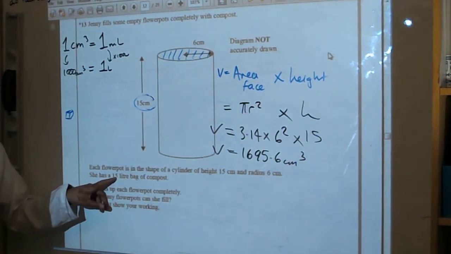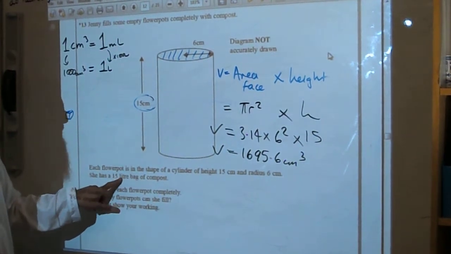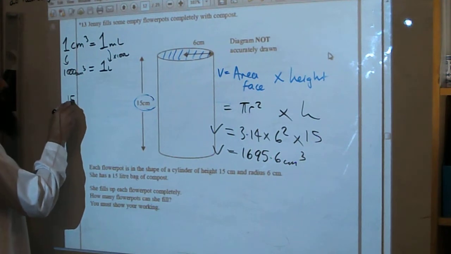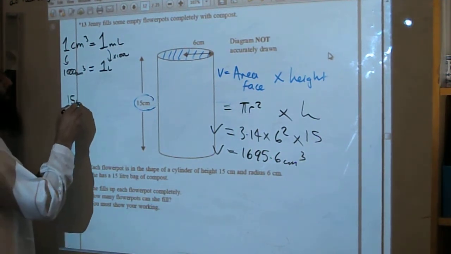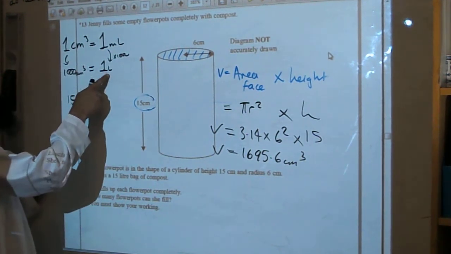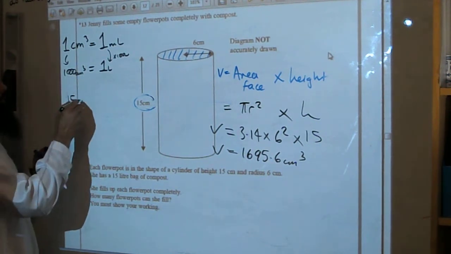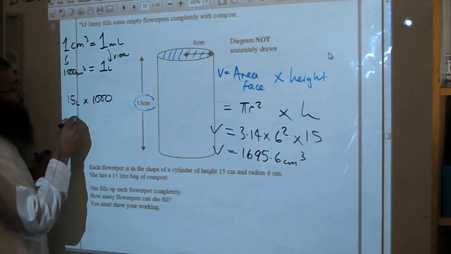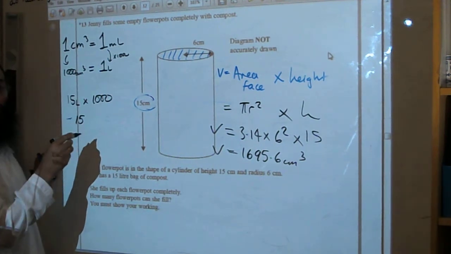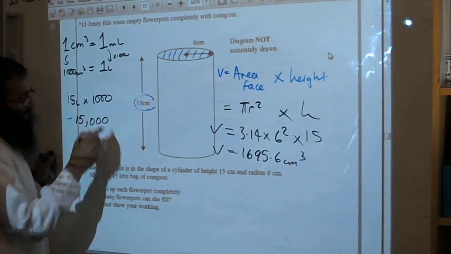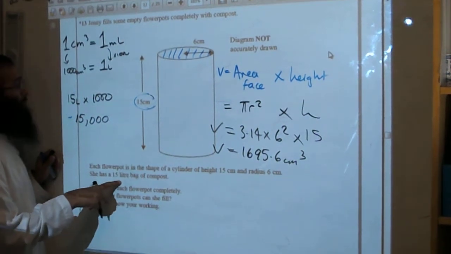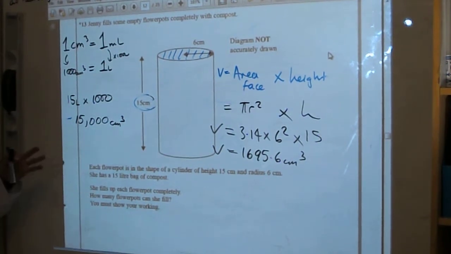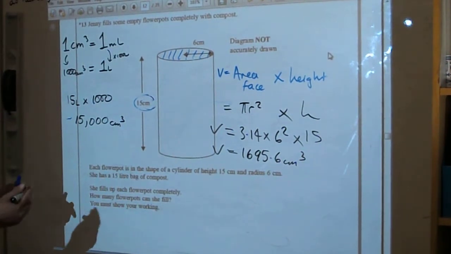We have a 15 liter bag, and let's change 15 liters to centimeters cubed. We said each liter is 1000 centimeters cubed, so that's our conversion. What's 15 times 1000? 15,000. So in a 15 liter bag, we have 15,000 centimeters cubed worth of volume of this compost.